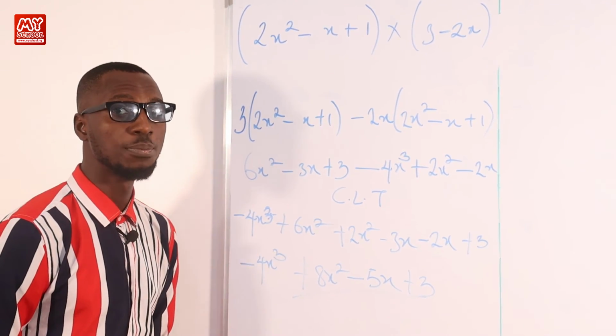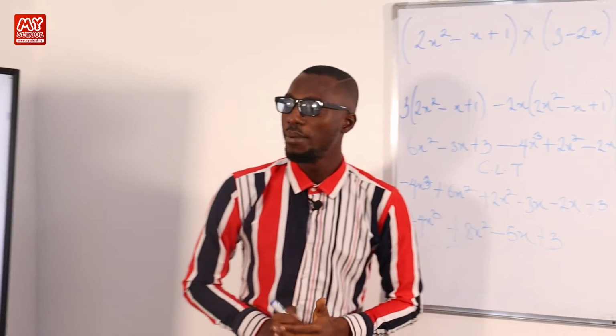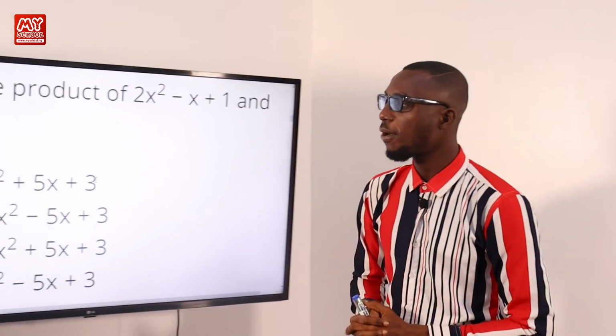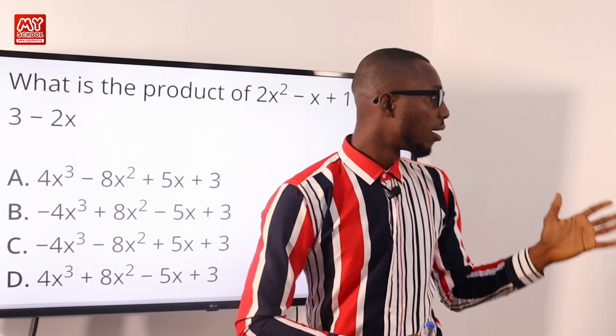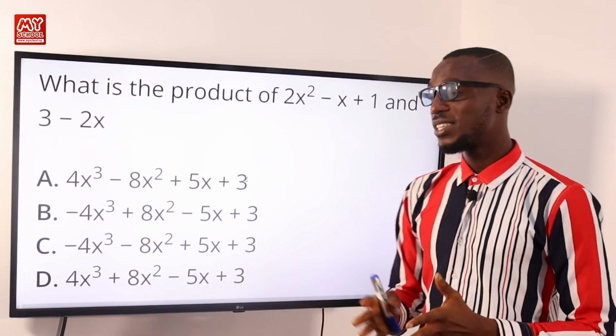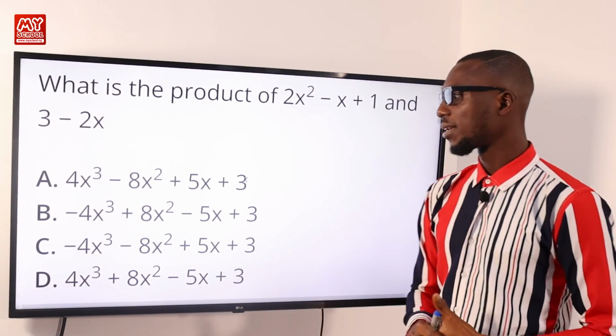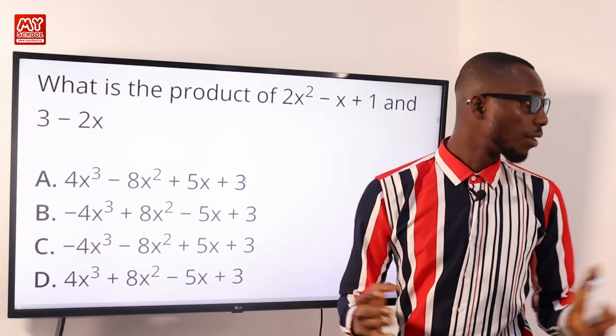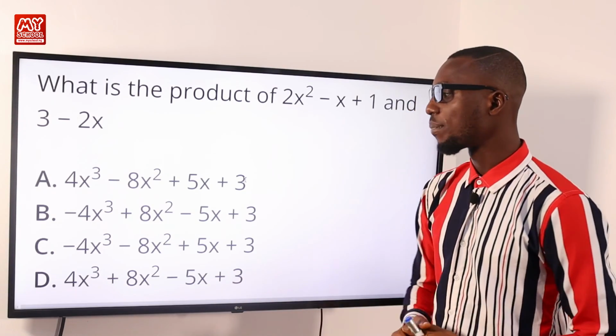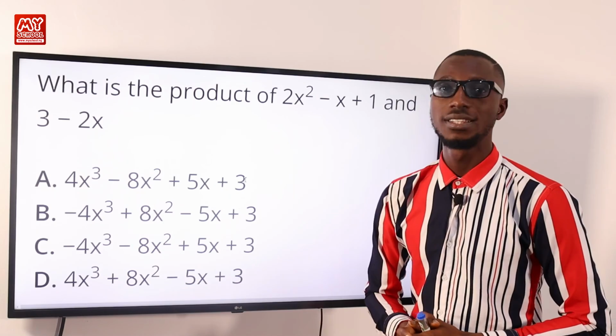So this is the product of this and this to give us this. Let's go back to our screen and confirm our option. Minus 4x cubed plus 8x squared minus 5x plus 3. Okay, so if we look through it, you realize that option B is the correct option.